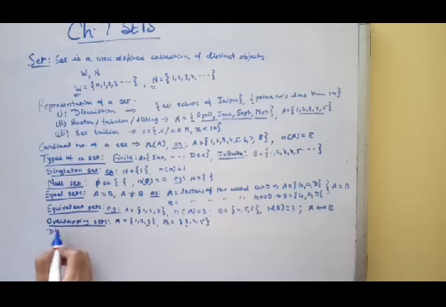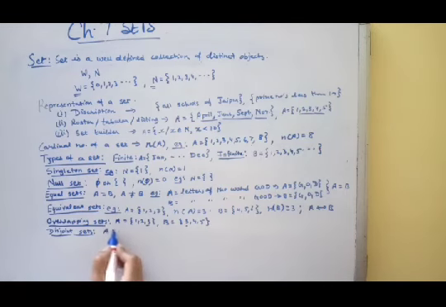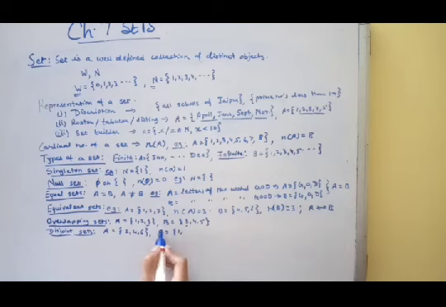Next is disjoint sets. Two sets are said to be disjoint sets if they don't have any element in common. For example, set A has elements 2, 4 and 6. Set B has elements 1, 3 and 5. In both these sets, no element is common, so these two sets are called disjoint sets.